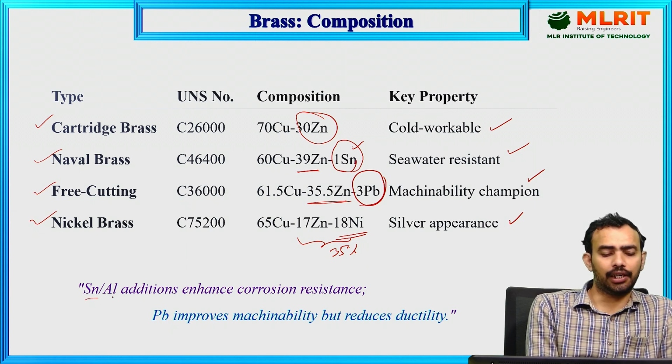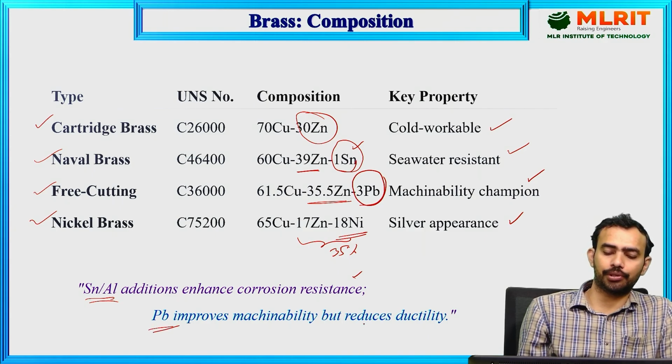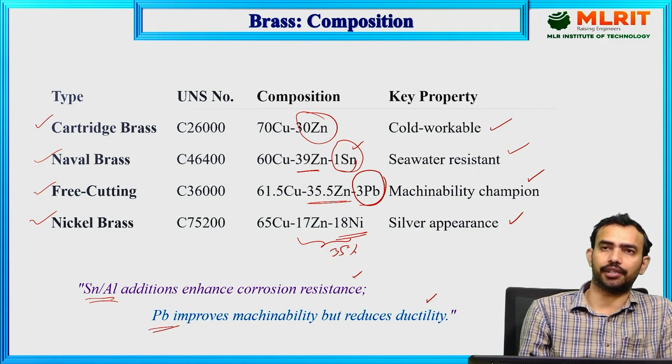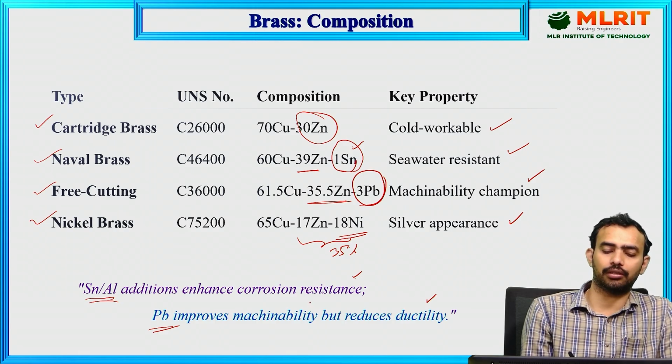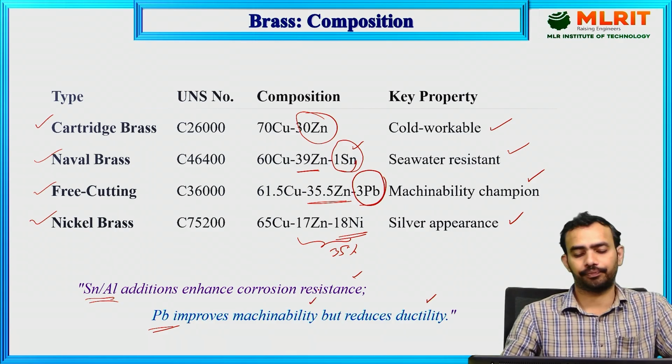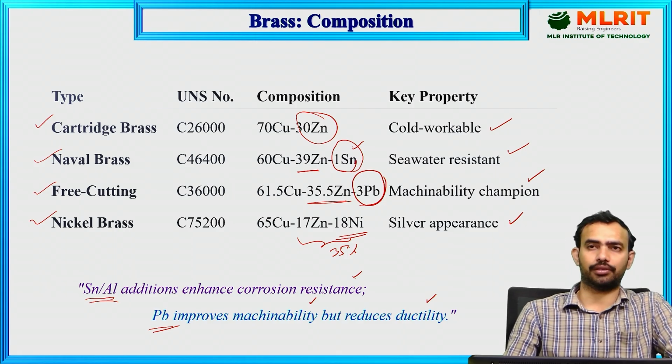Tin and aluminum additions enhance the corrosion resistance, whereas lead improves machinability but reduces ductility. So lead reduces the ductility, but it improves machinability. So these are composition driven properties of the materials.